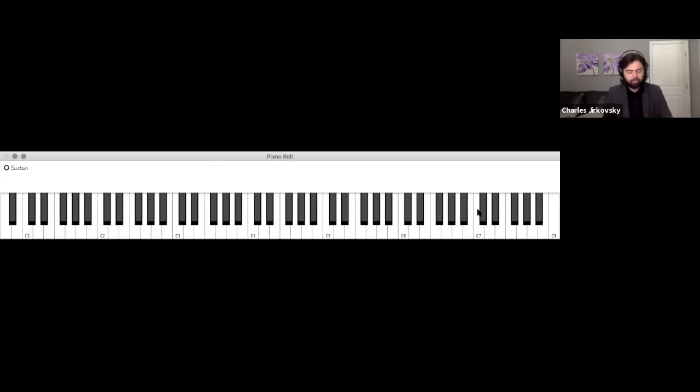And Alberti bass is like a classical thing. I don't know, I'm not really a piano player. But that's Alberti bass. So when you have that order of low, high, middle, high. So you have broken chords, block chords, arpeggiated, and Alberti.